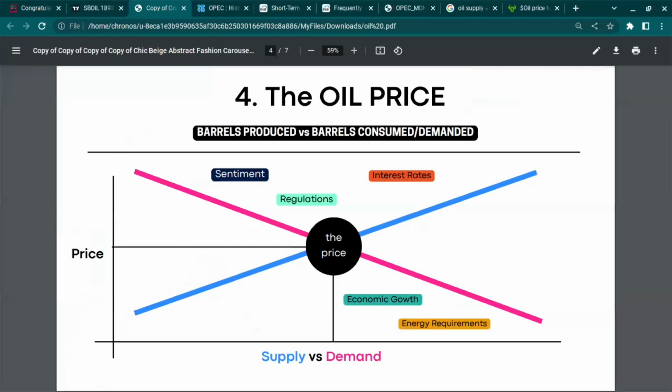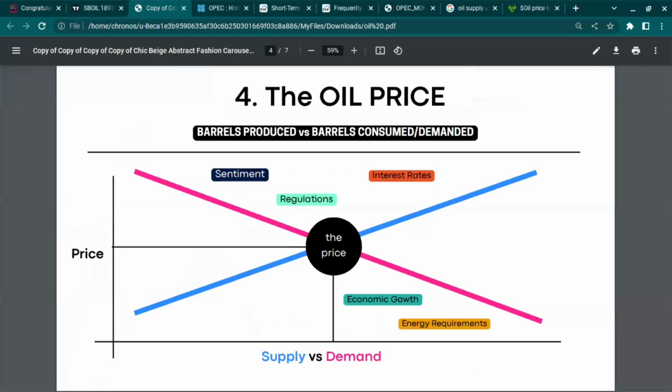Now, when investing in oil, essentially what you are looking at is barrels produced versus barrels consumed and demanded. Oil, by the way, is priced per barrel. A barrel is basically like a tub of oil. So when we say it's $73 a barrel, it means just one tub of oil is $73. What we are always looking at is supply versus demand. When the demand is high and the supply is low, the oil price moves up. And when the supply is high and the demand is low, the oil price moves down.